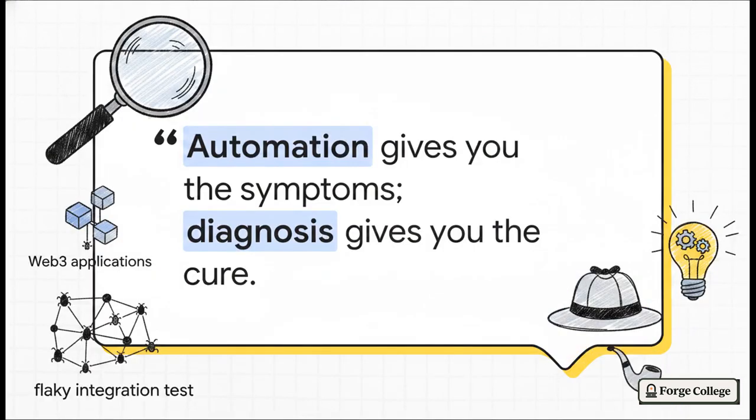So, the materials kick things off with this fantastic quote. Automation gives you the symptoms. Diagnosis gives you the cure. It hits the nail right on the head, honestly. In our last lesson, our CI pipeline basically acted as our early warning system, handing us symptoms like failing job artifacts and transaction signatures. But just knowing a crime happened doesn't actually solve it. Now it's time to grab the magnifying glass and find that cure.